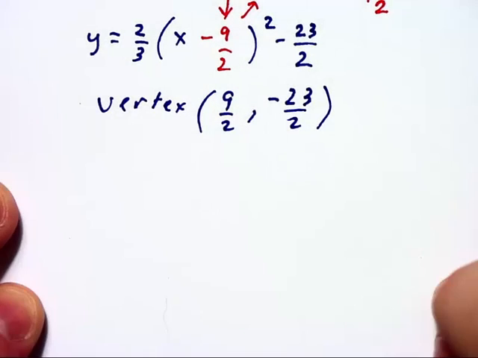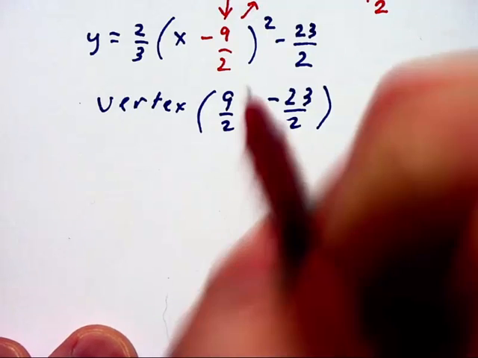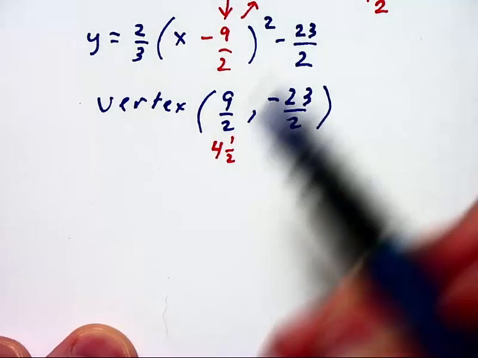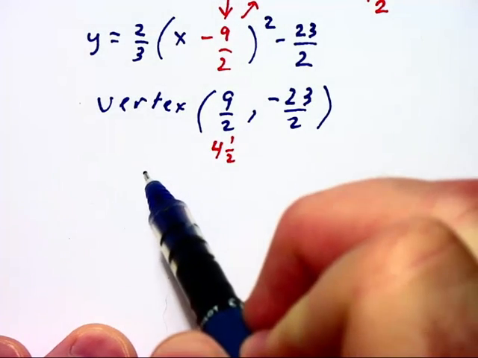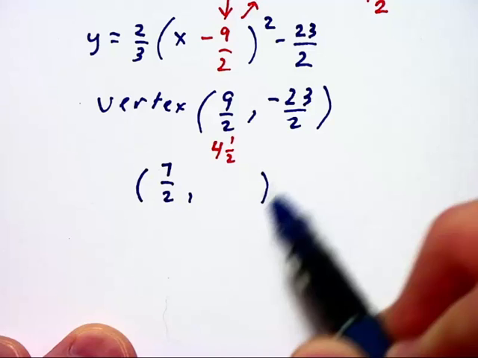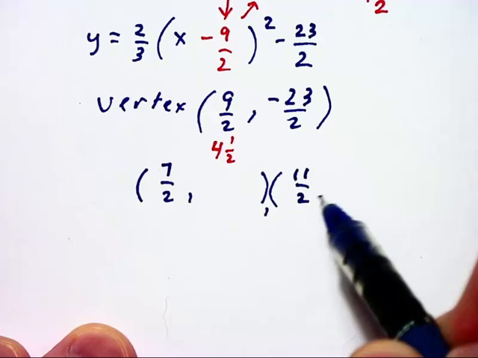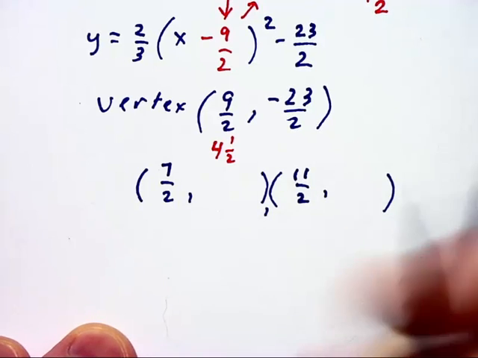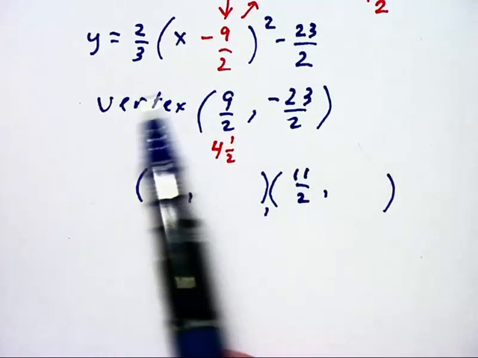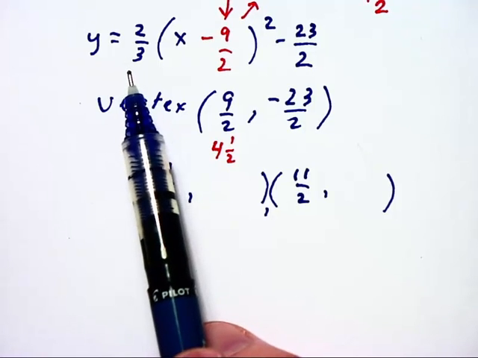Now we need to find 2 points on either side. Now one way to do this is to say, hey, that 9/2 is really a 4.5. So let's go 1 point to the left, and that would take us to 3.5, also known as 7/2. And to the right to 5.5, which is 11/2, comma, some y value. Now the y value is going to be the same on both sides due to symmetry. Now, that 2/3 coefficient out in front is not a slope, but it acts like a slope for the first point out.